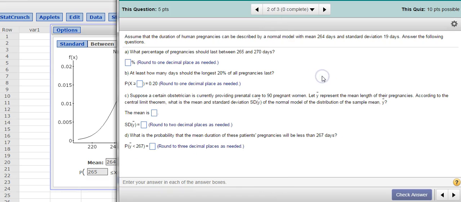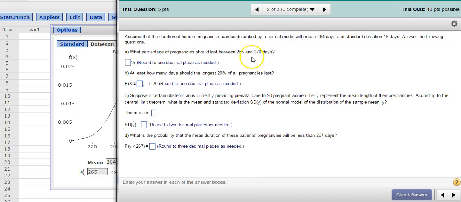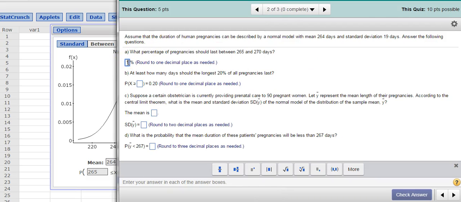This question asks for round to one decimal, and it's in percent. So we're going to times this number by 100. We will get 10.3%. At least how many days should the longest 20% of all the pregnancies last?